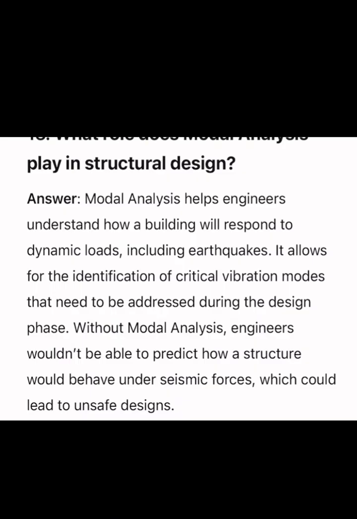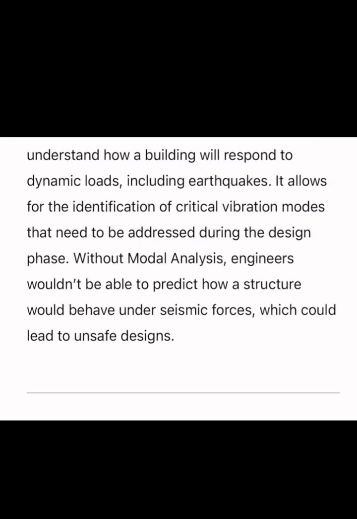So we can identify what the modes are that are critical for the vibration, so we can address them during the design phase. Without modal analysis, engineers can't predict how a structure would behave under seismic forces, which could lead to unsafe design. If we don't study the modal analysis, then we are designing unsafe structures. That should not happen. We need to always design safely, so we need to understand and predict how the structure would behave under seismic forces.